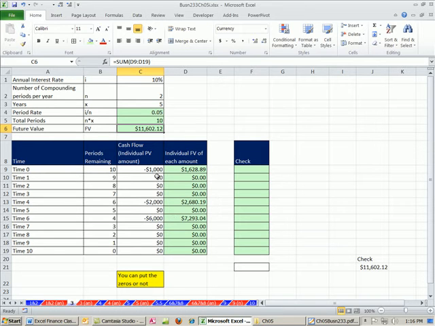Now, I have these zeros here. You can either put the zeros in or not. It works just fine if there's nothing there. In our next example 4, we'll have nothing there.